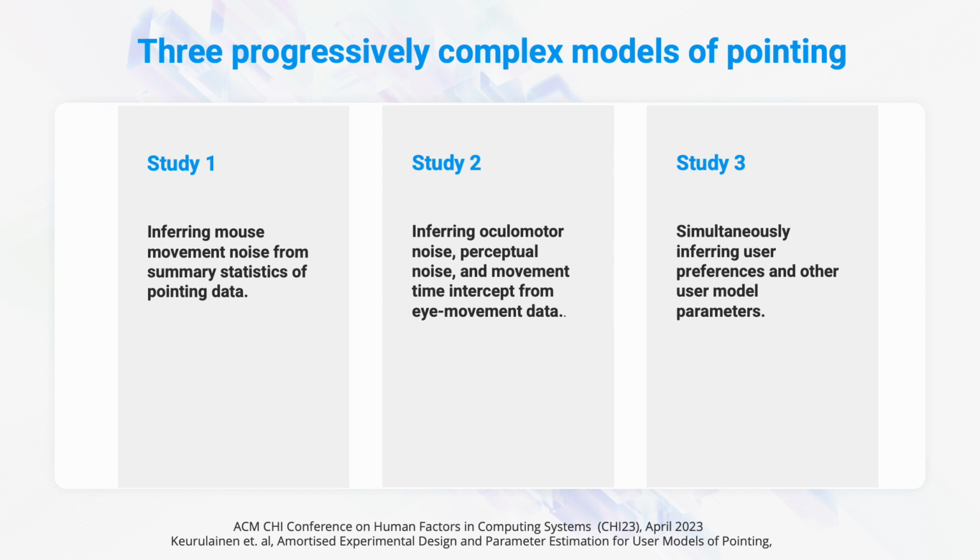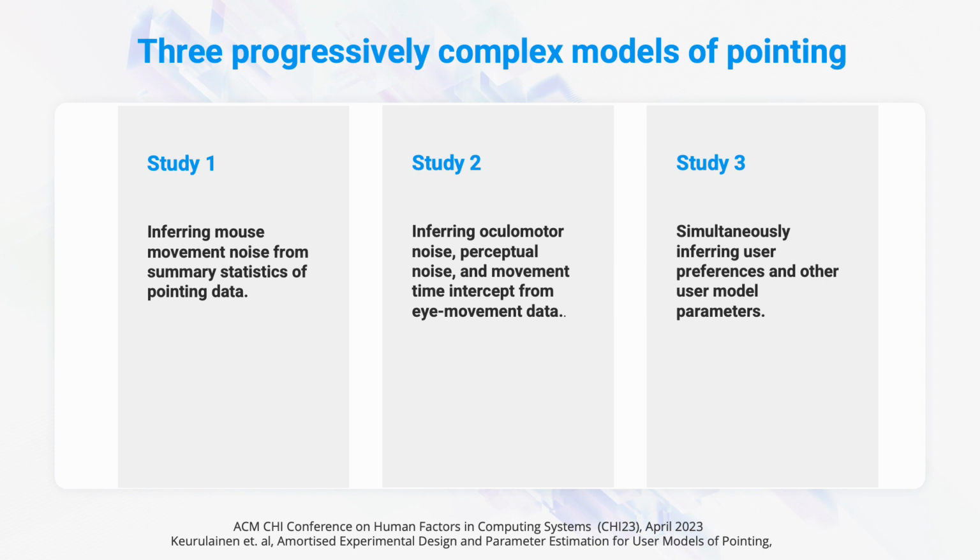In study 2, we applied the analyst to a user model of eye movements. Instead of using summary statistics as in study 1, we allowed the analyst to observe the gaze fixations at each step during the episode. In this study, we report the results of the analyst inferring 3 parameters: oculomotor noise, perceptual noise, and movement time intercept.